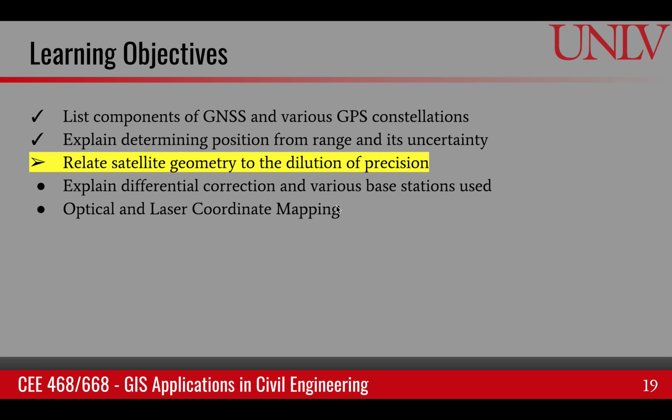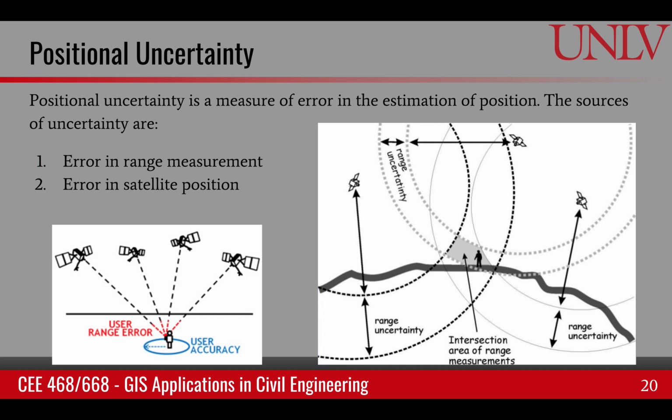This learning objective is about satellite geometry and how it is related to the dilution of precision. This is basically related to how satellites are clustered in the sky. Positional uncertainty is a measure of error in the estimation of position.